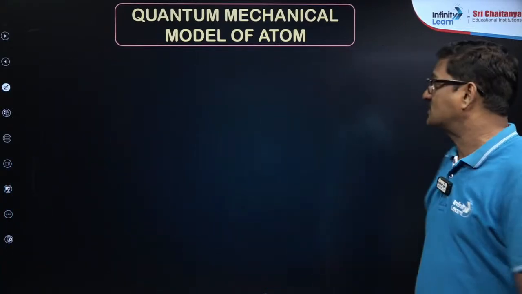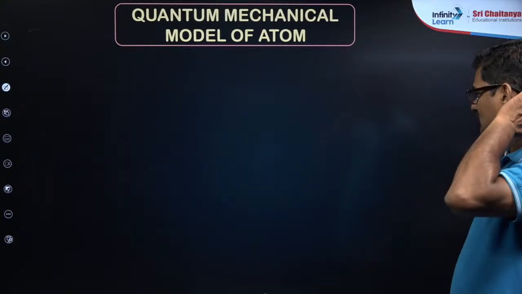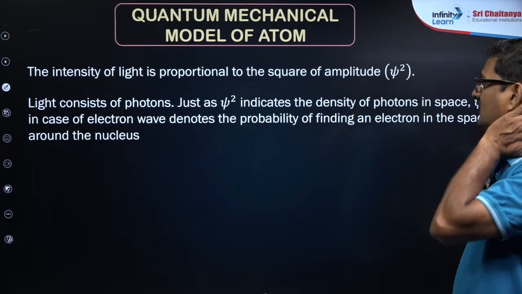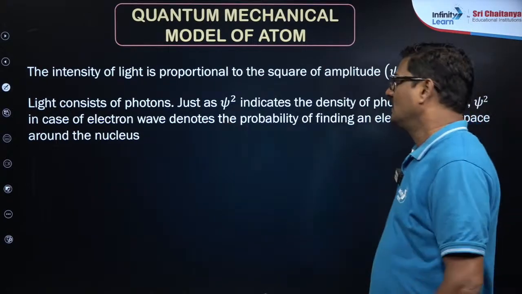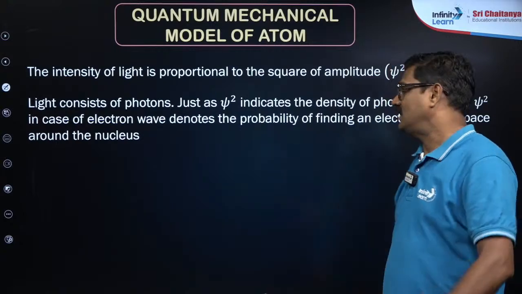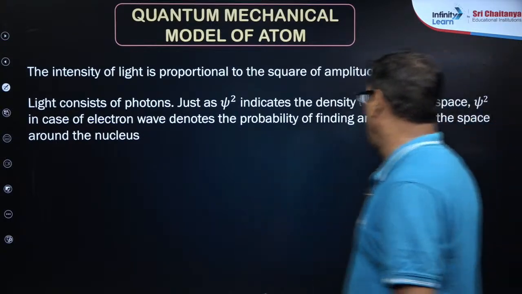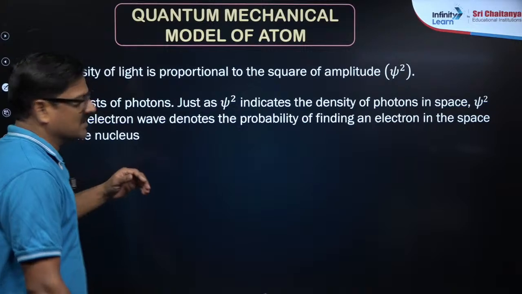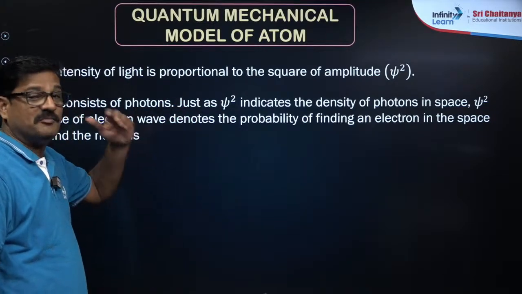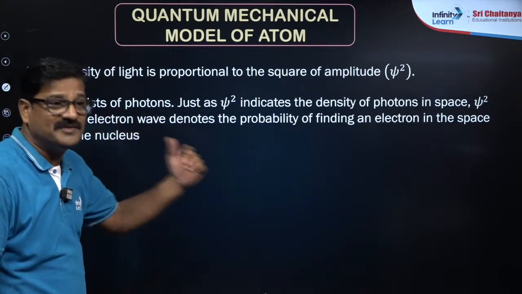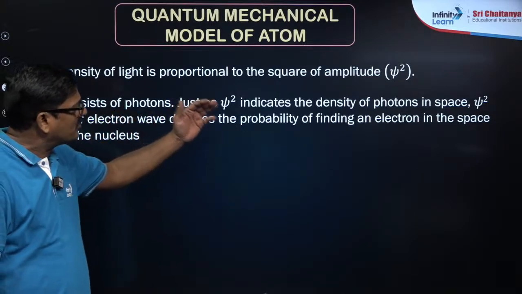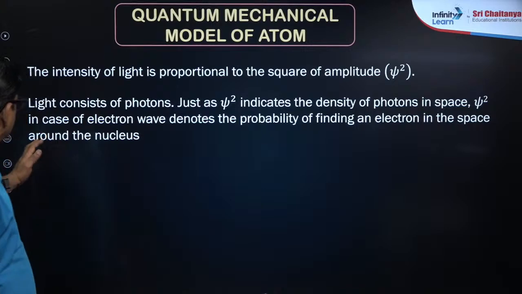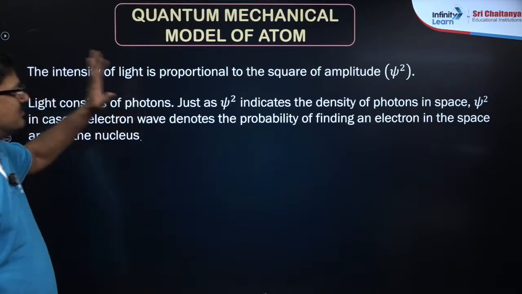So if you use the psi square now, it is observed that in the same way the intensity of light is proportional to the square of amplitude. That's the reason why light consists of photons. Okay, photons means energy packets. Just as psi square indicates the density of photons in the space, meaning the density of probability of finding an electron. Psi square in the case of electron wave denotes the probability of finding an electron in the space around the nucleus. That's important.